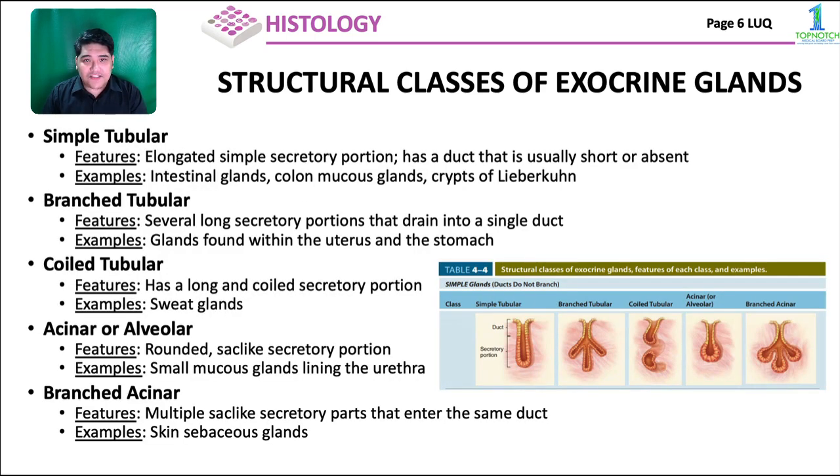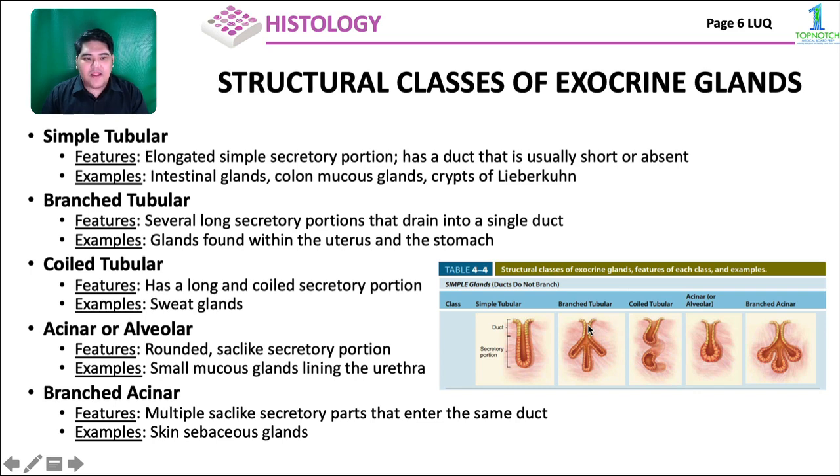Now, let's try to discuss it further. Ang simple tubular nyo, they are elongated, simple secretory portion. Has a duct that is usually short. Minsan nga, wala pa. Example nito, intestinal glands, colon mucous glands, and remember, simple tubular crypts of Lieberkühn. We'll discuss that later sa ating digestive system. And then you have your branched tubular here. Okay, you have several long secretory portions that drain into a single duct.